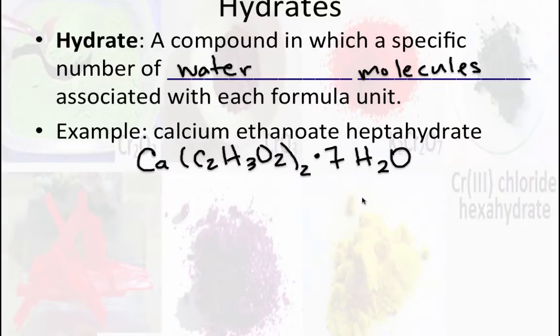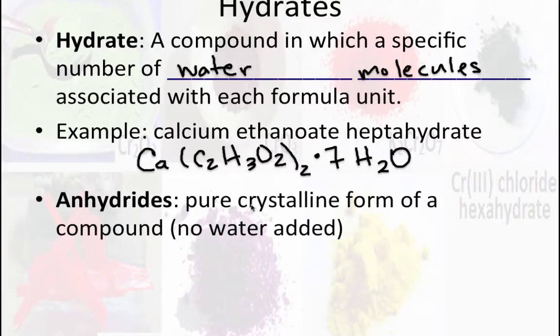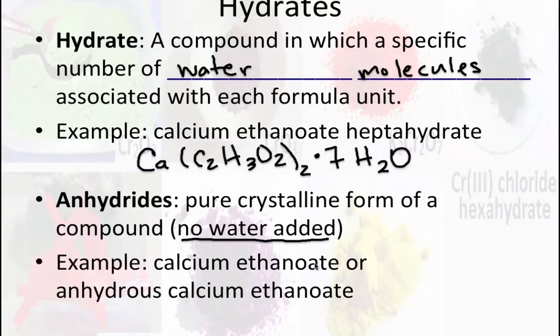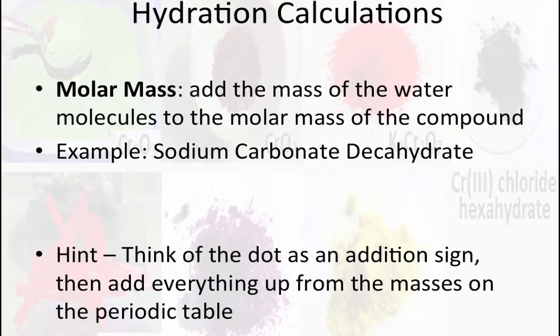So the only way to get rid of them is to heat up the hydrated substance and drive the water off. When we do that, we would get the anhydride form, which is the pure crystalline form of the compound without any water in the structure at all. So if you had just the calcium ethanoate, then we would call it anhydrous calcium ethanoate because these waters would no longer be attached. And the only way to do that really is to push the water away and then keep your substance in a desiccator so the water can't come back and attach to it.